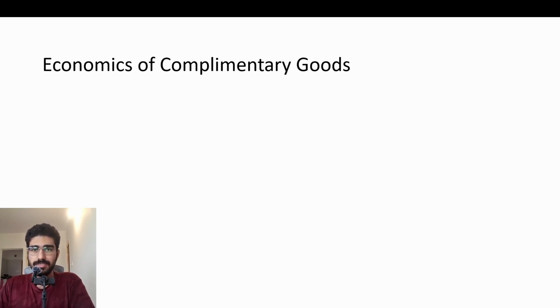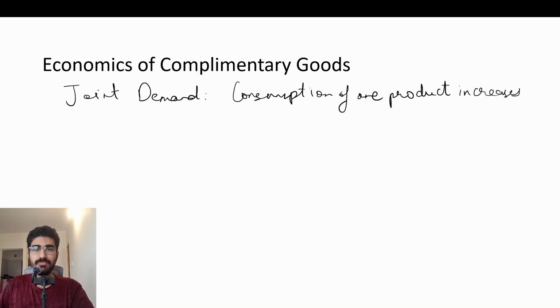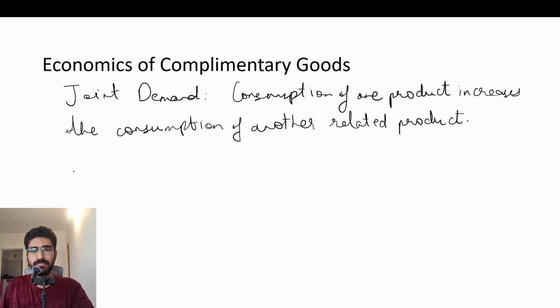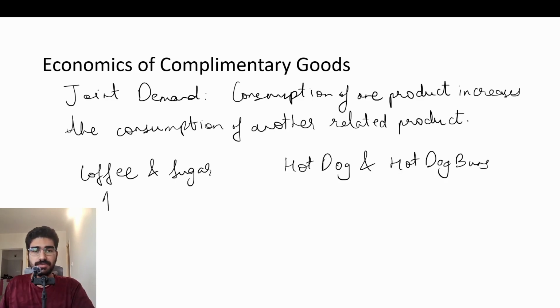Let's understand that first. Complementary goods are goods which have joint demand. Now, what does joint demand mean? Joint demand means consumption of one product increases the consumption of another related product. Think about products like coffee and sugar. Another great example is hot dog and hot dog buns. If the consumption of coffee goes up, then consumption of the sugar also goes up because they are both complementary goods. Similarly, if the consumption of hot dog goes up, the consumption of hot dog buns also goes up because they are again complementary goods and they have a joint demand.